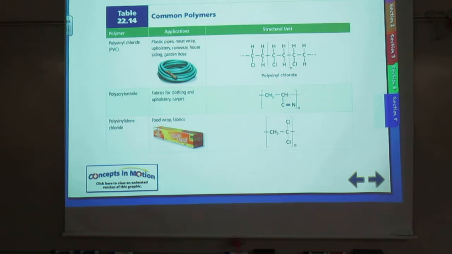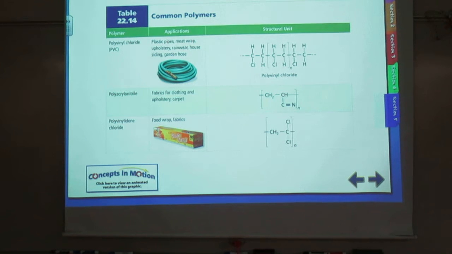Going down to the second one, we see polyacrylonitrile. This is found in clothing, upholstery, and carpeting. Definitely a lot of carpeting. You can see and feel that it doesn't feel that soft. It feels sort of plasticky. And that's the monomer right there. Again, you see that little N at the bottom outside the brackets representing multiple.